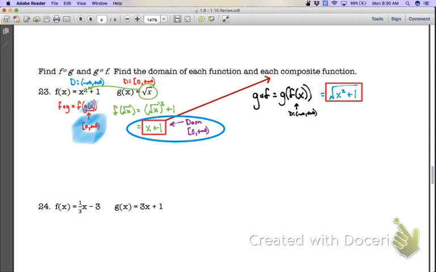So in this case, since there's nothing that can basically be a restriction, I'm just going to stick with the domain that I have here: the domain is just going to be from negative infinity to positive infinity.